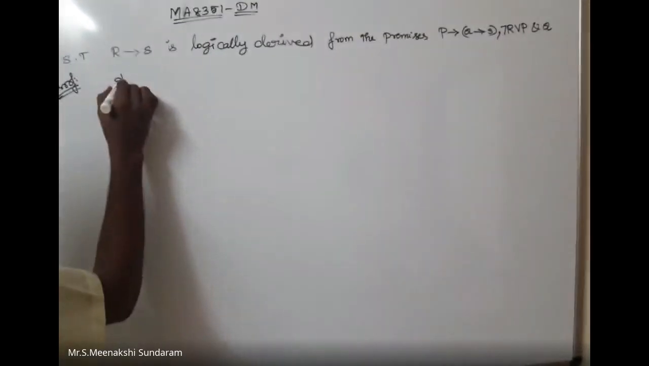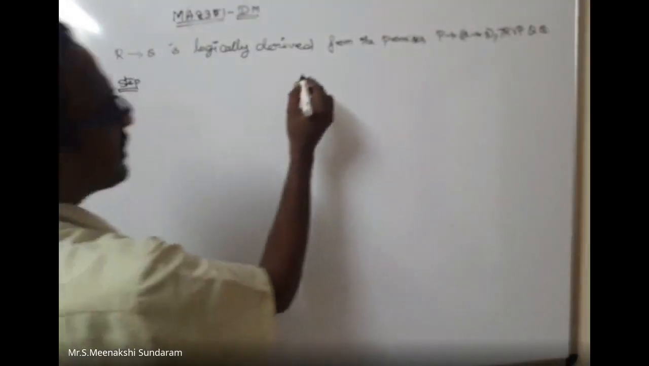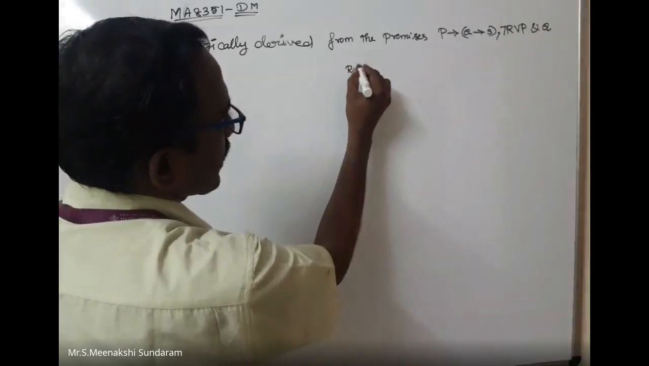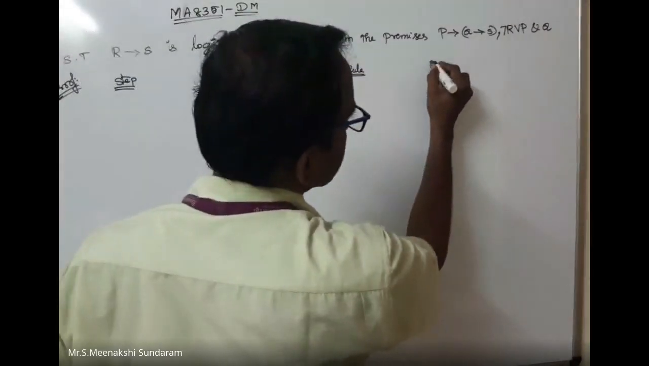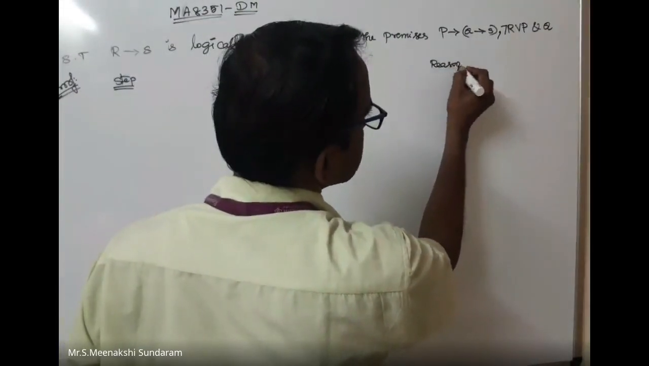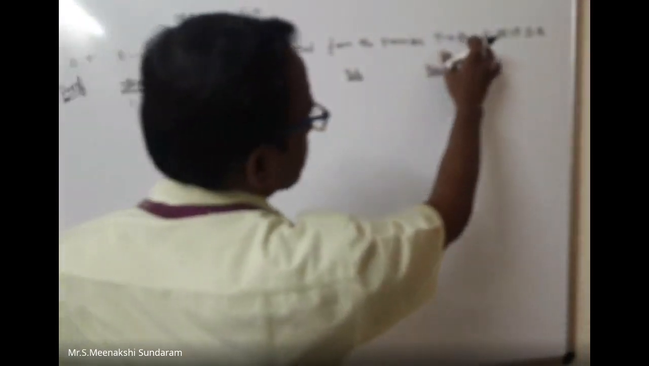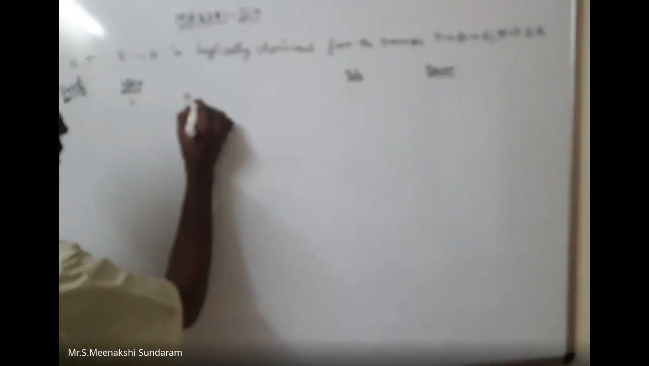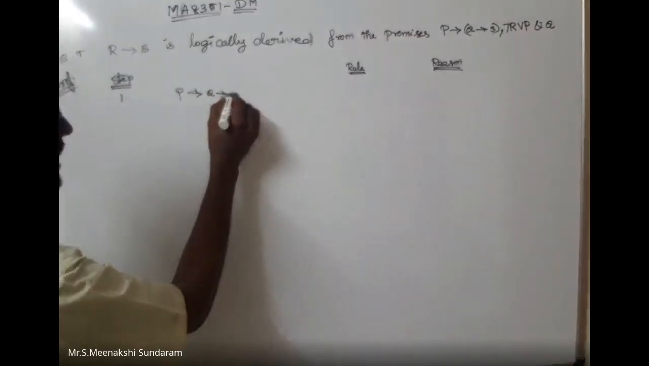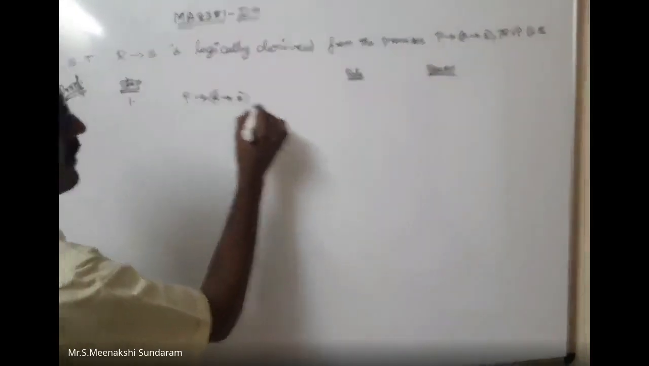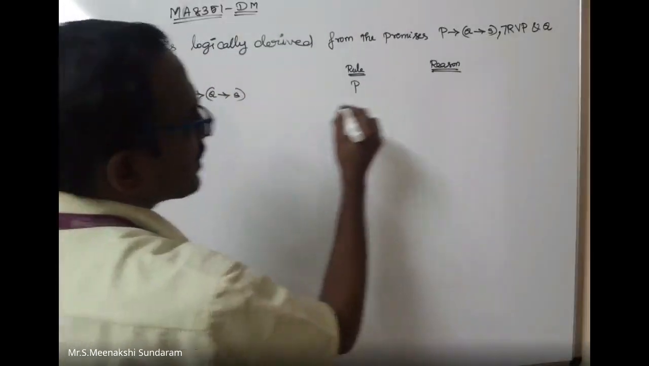Write the step number, what rule you can apply here, and what is the reason. The reason is the statement of the formula we can use. So step 1: you can choose any premise. I would like to take the first premise, P tends to Q tends to S. That is rule P, a given premise.